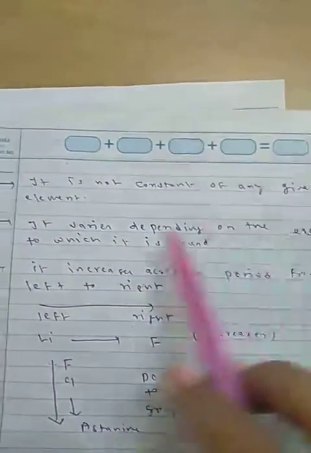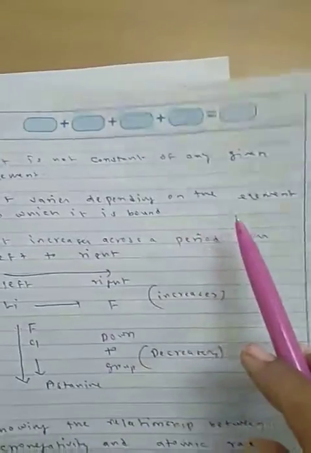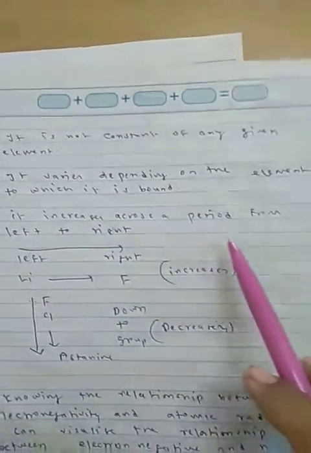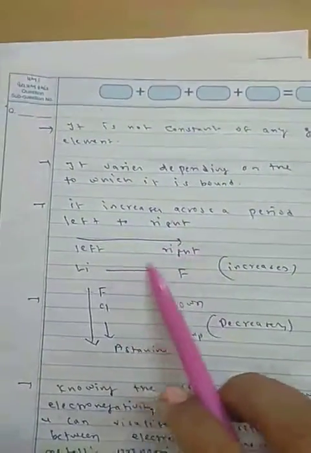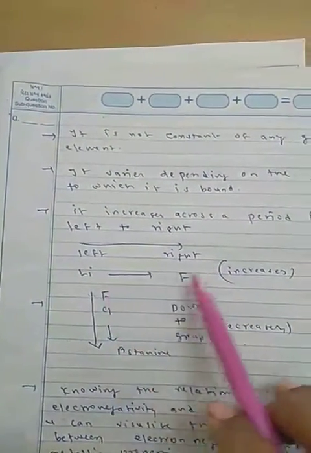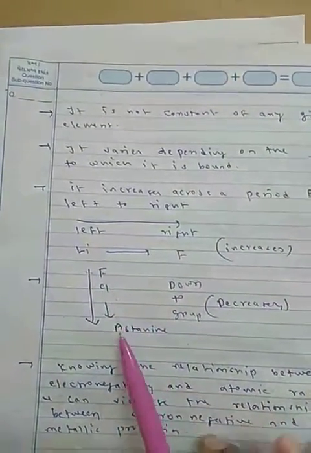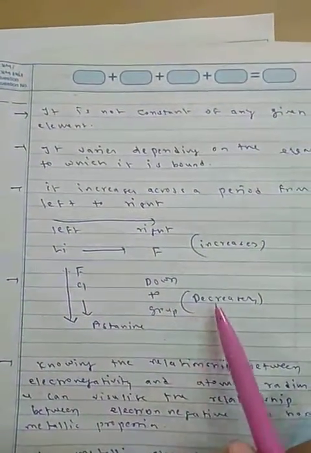It is not considered a constant of any given element. It varies depending on the element to which it is bound. It increases across a period from left to right. Lithium to fluorine increases. Electronegativity increases across a period and decreases down a group.